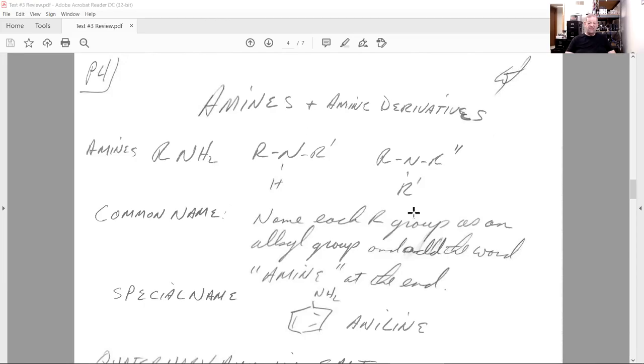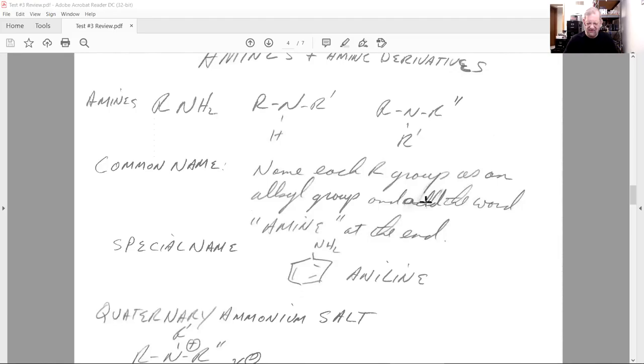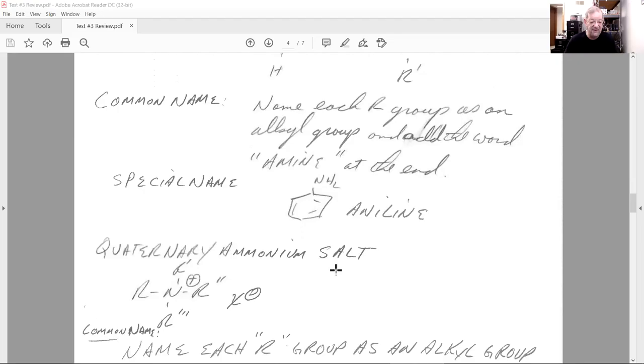There's one special amine you should know, aniline. I'll talk more about it today or maybe tomorrow. And that's used to make all the dyes for our clothes and other things. Now, something very near and dear to my heart, quaternary ammonium salts, and that has the structure.